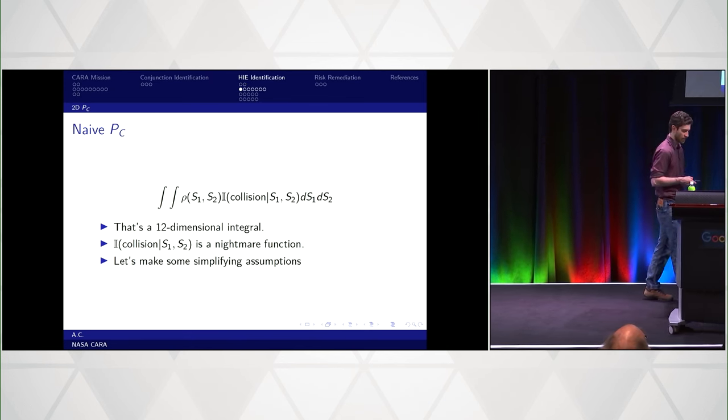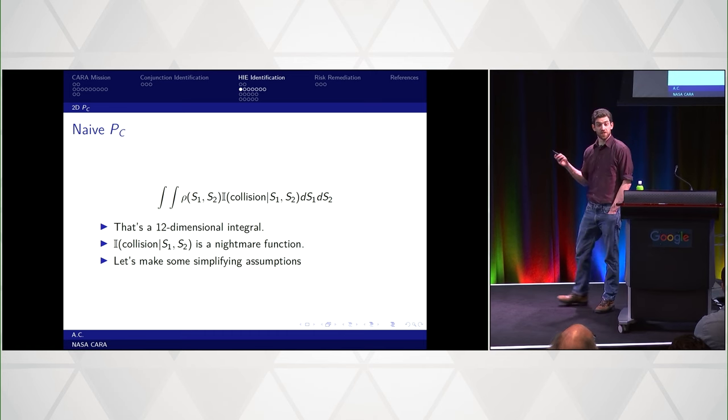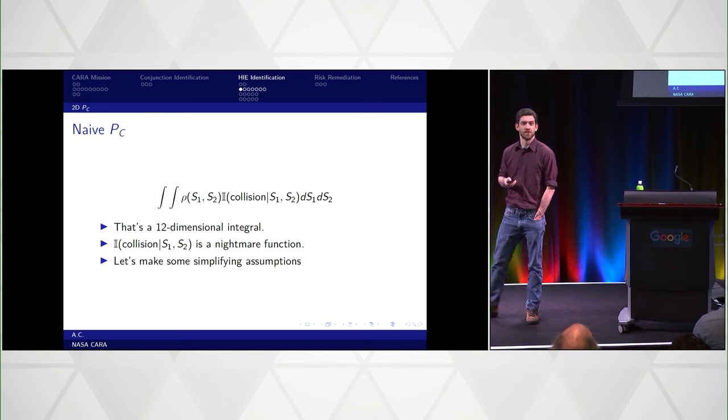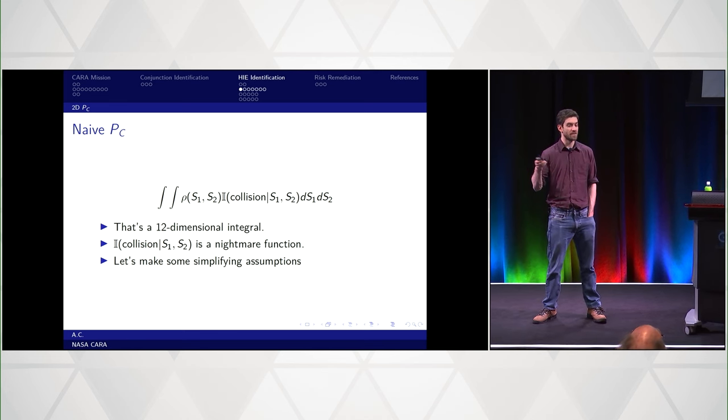But we are going to focus on PC. So how do we calculate PC? First principles approach is I'm just going to go ahead and integrate across the state space. And then I'm going to have an indicator function that says whether there's a collision.